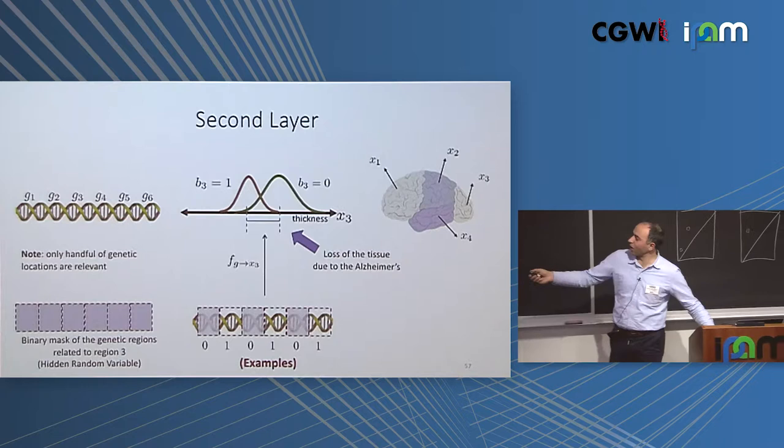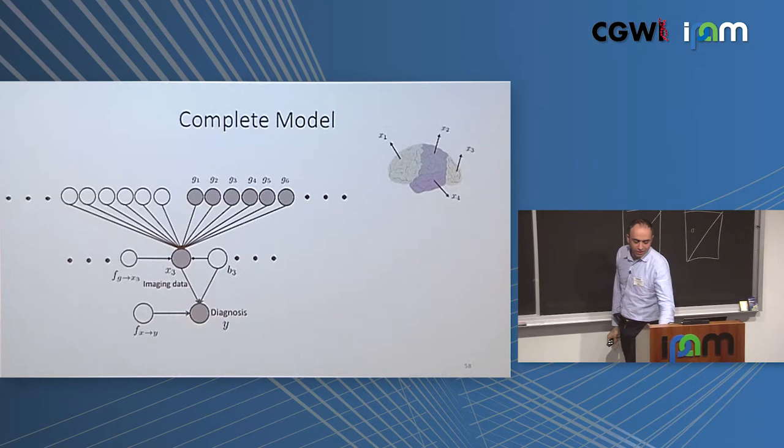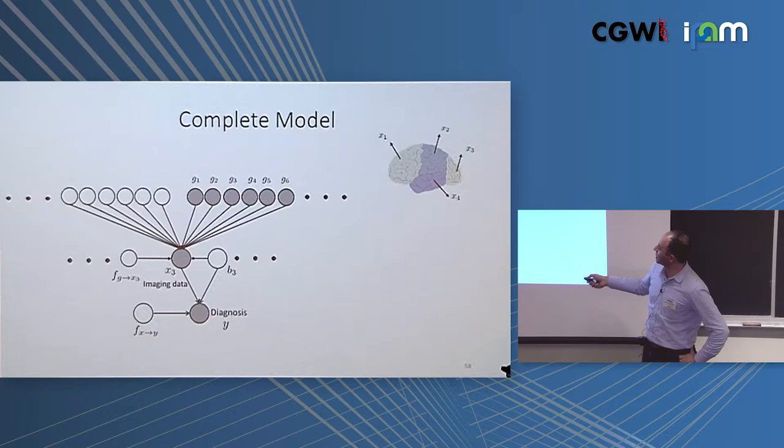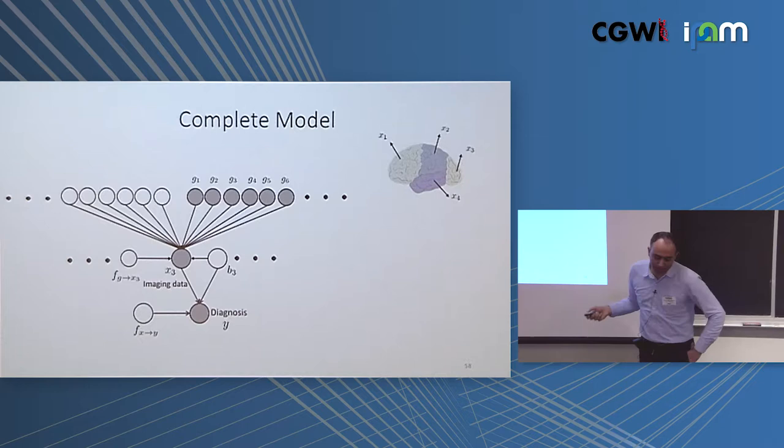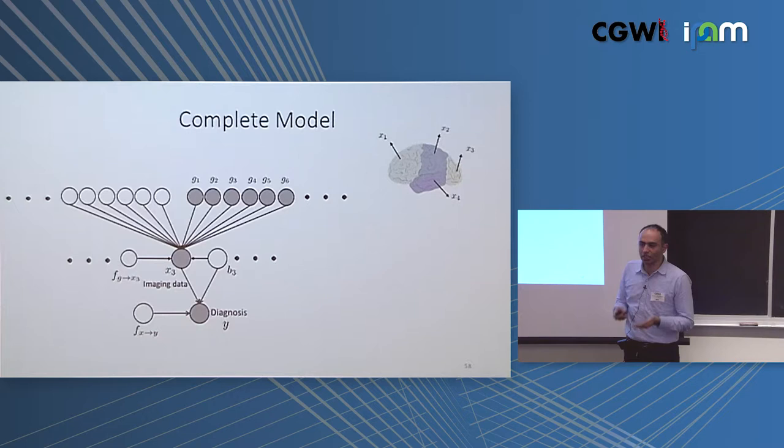So putting everything together, I'm just showing you part of the graphical model. This is why you see these three dots, just to avoid the clutter. So this is part of the graphical model for X3. We have a set of genetic markers that are observed, and a mask for these genetic markers that is unobserved, that says whether these genetic markers are related to the loss of the tissue in this location or not. And we also have a random variable that says whether that location is relevant or not. If that location is relevant, it's going to contribute to the Y through the prediction. If it is irrelevant, it's going to ignore the variation in the genetic markers.